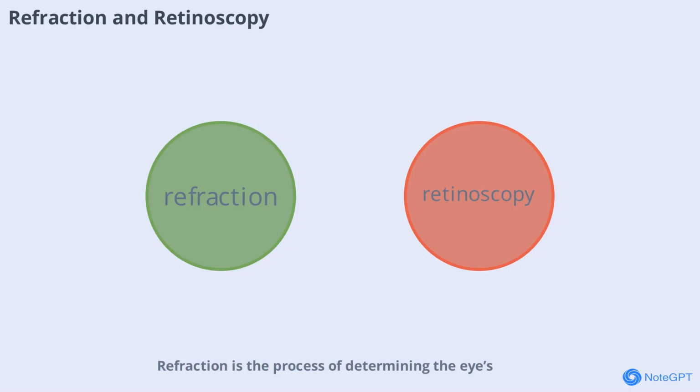Refraction is the process of determining the eye's focusing power and identifying refractive errors like myopia, hypermetropia, or astigmatism. Retinoscopy is an objective method where a light is shone into the eye and the movement of the retinal reflection is observed. By using different lenses, the examiner can determine the corrective power needed for clear vision. This test is especially useful in children and nonverbal patients.